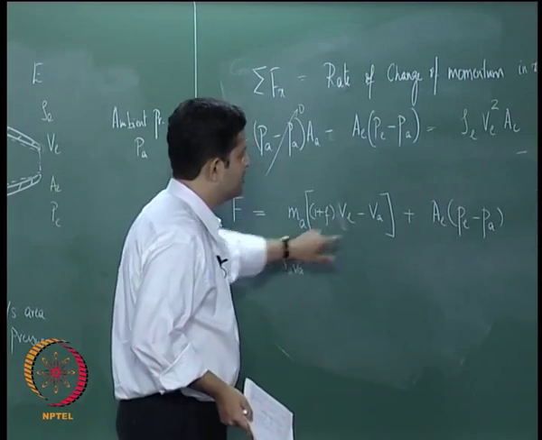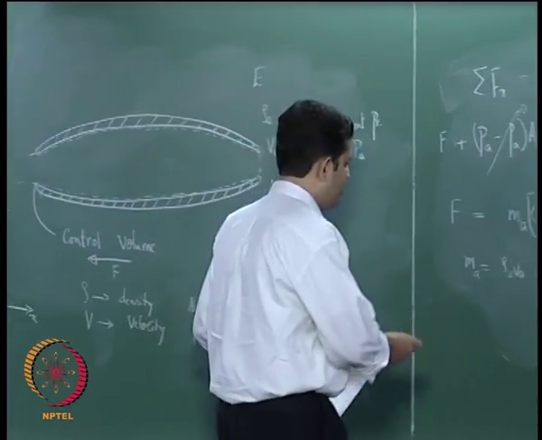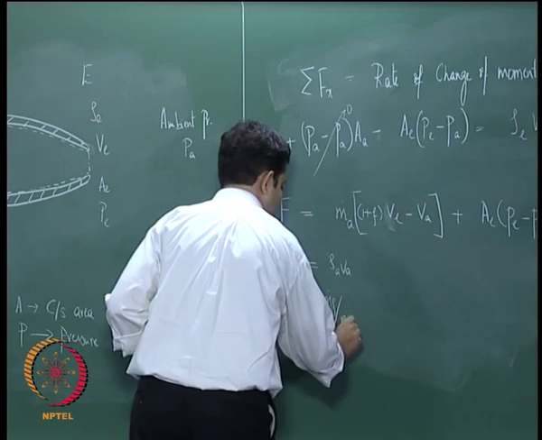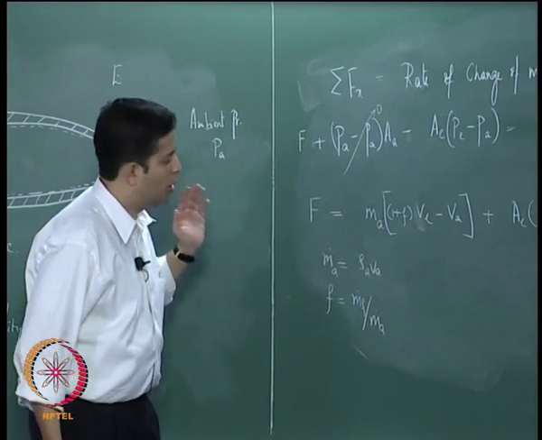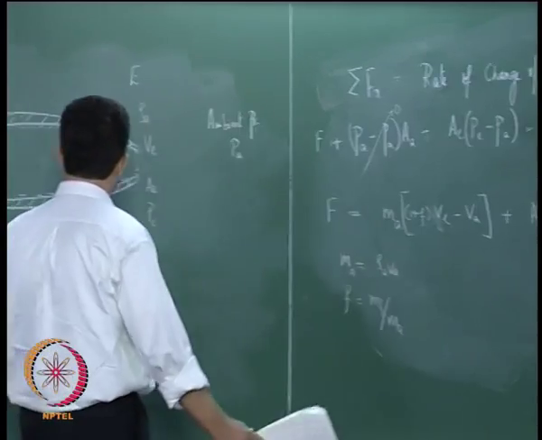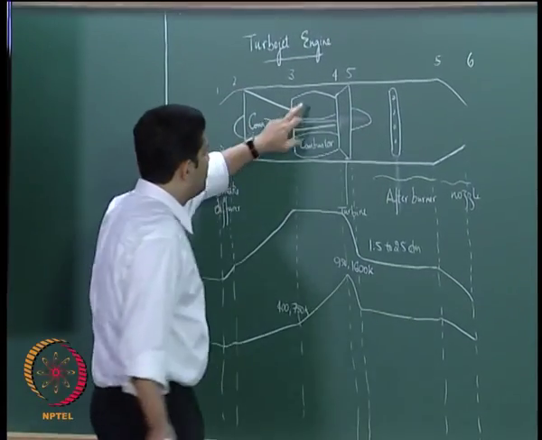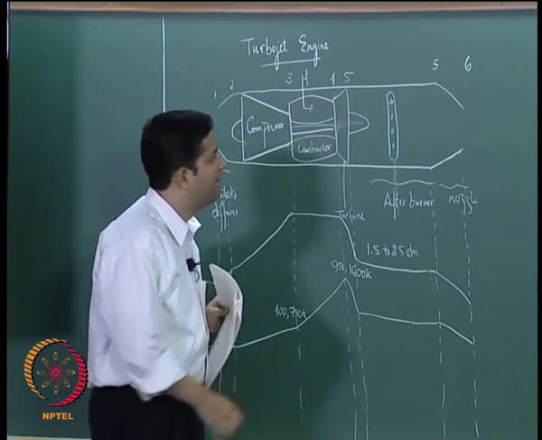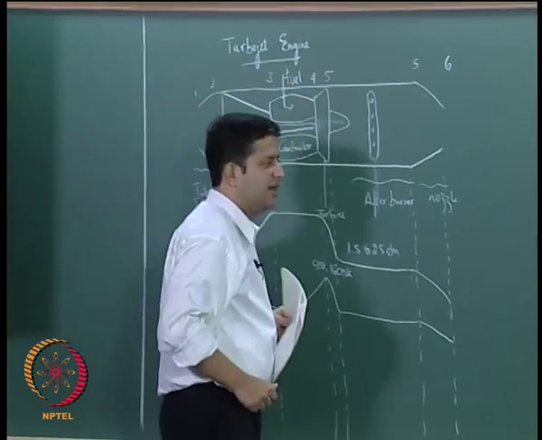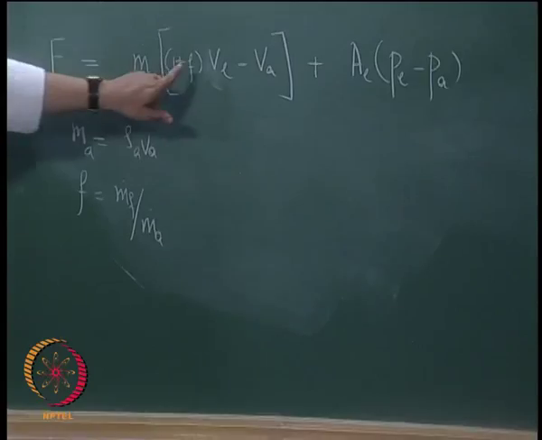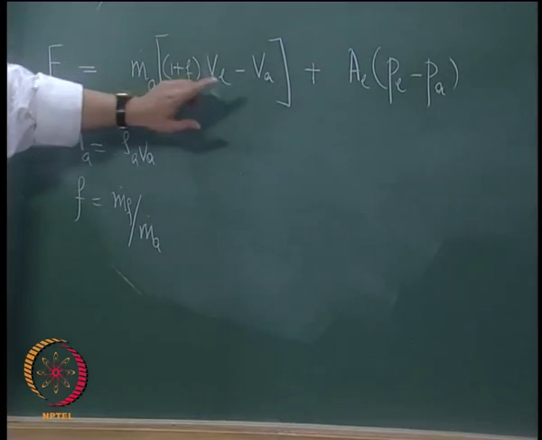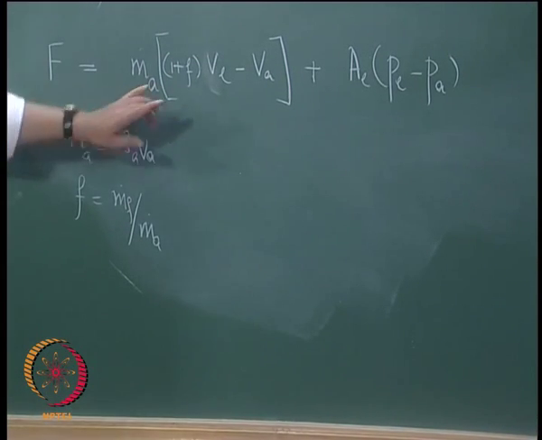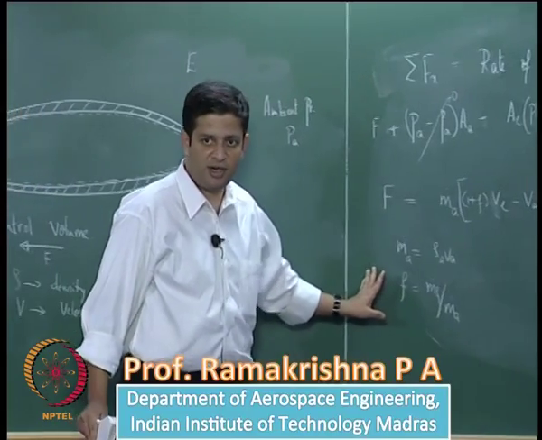Now the 1 plus F constitutes, remember in the earlier class we had defined F as the mass flow rate of fuel divided by the mass flow rate of air. What happens is that inside the engine you are adding fuel in the combustor, right. So therefore there is an increase in mass, and that is why you have 1 plus F when it is going out. So this is the thrust equation for a turbojet.